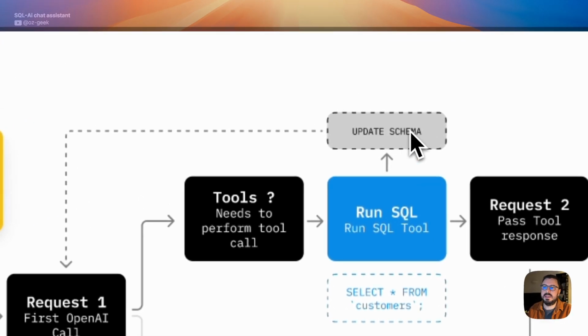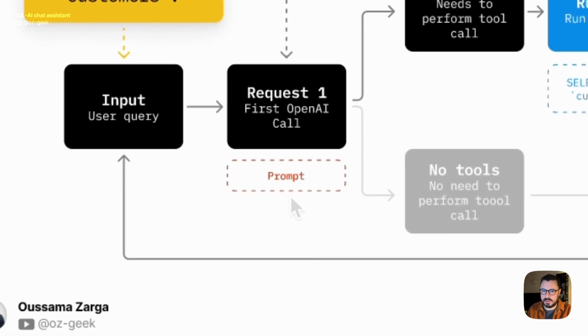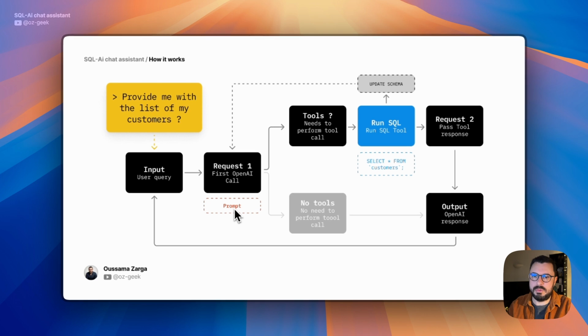So we have to make another call to the database and update our prompt, so the next time we make a call, the model will have a fresh schema of the database. As you see here, we mentioned the prompt with the red color.